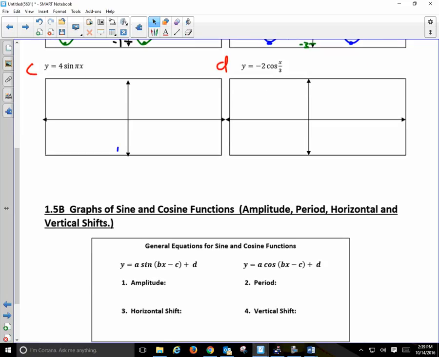Okay, let's piece this together and try these last two. Okay, we'll be done. Amplitude. 4. Mark it off. Period. 2. There's no pi on this one. So it's just 2. Just 2 pi divided by pi is 2.